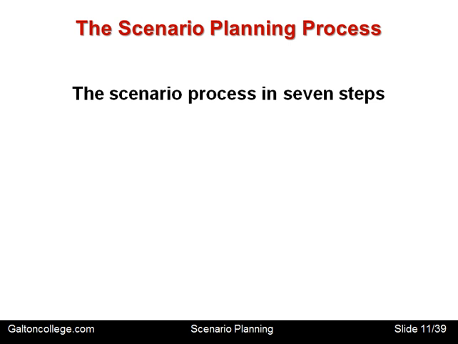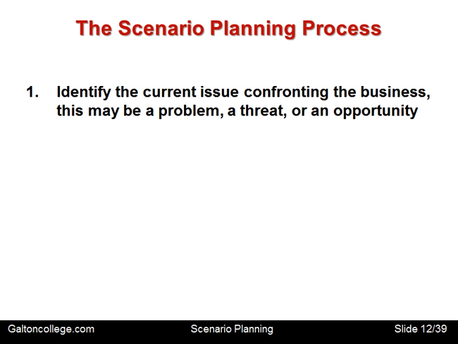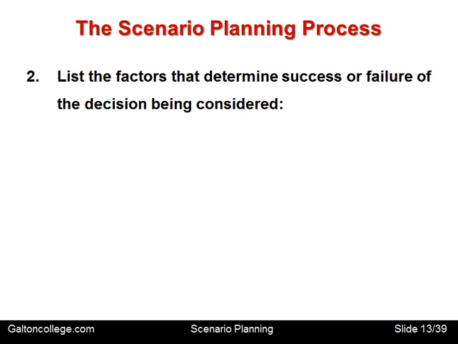Now the scenario process in 7 steps. Well, first of all, identify the current issues confronting the business. This may be a problem, a threat, or even an opportunity. So look at what's confronting the business at the moment. What is it possible to see at the moment? List the factors that determine success or failure of the decision being considered.